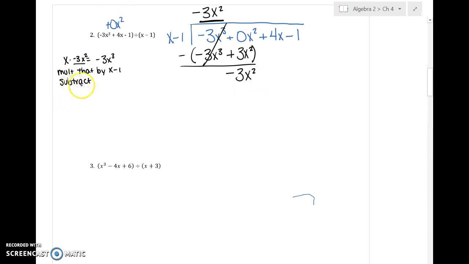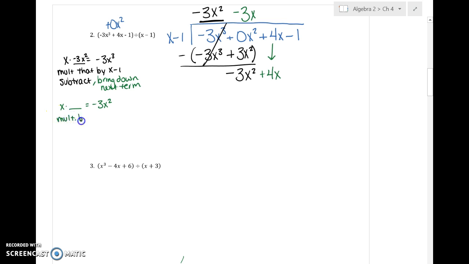Okay, next step. Bring down the next term. So our 4x is going to come down and join the negative 3x squared. Now we start the second cycle. X times what is going to give us negative 3x squared? We need a negative 3. And how do you make x become x squared? Multiply it by an x. So negative 3x is what we put up there.